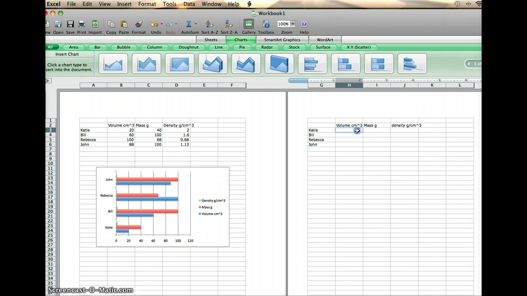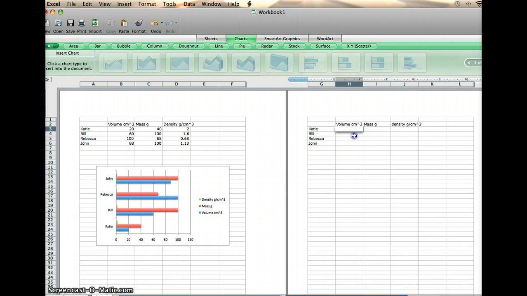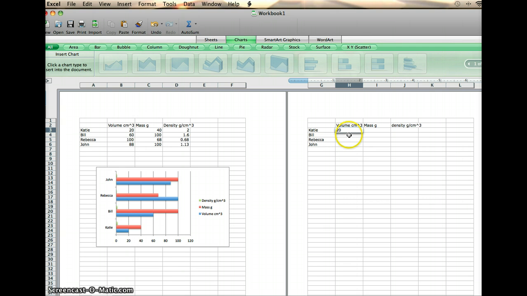Now remember that the volume is going to be staying the same because we are keeping the same suitcase. So we have 20 centimeters cubed, 60 centimeters cubed, 100, and then 88.